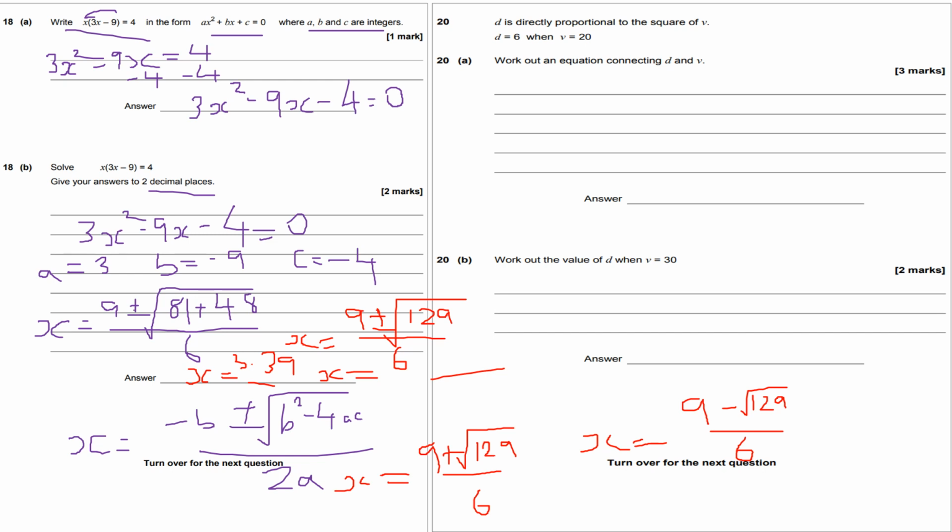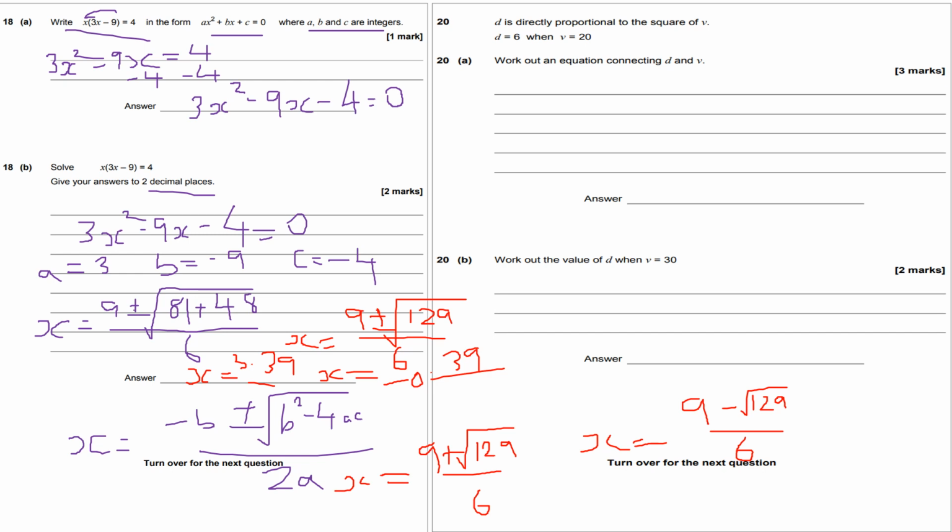$129, okay, press equals and then divide it by 6. So you will get minus 0.39 to 2dp, guys, for that one. Okay, so hopefully that makes sense.